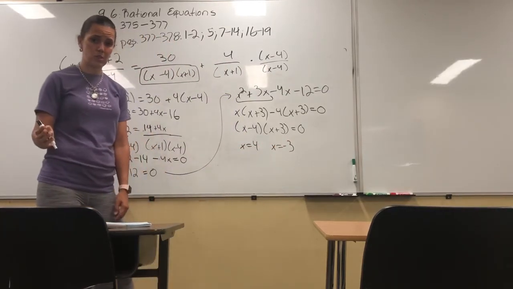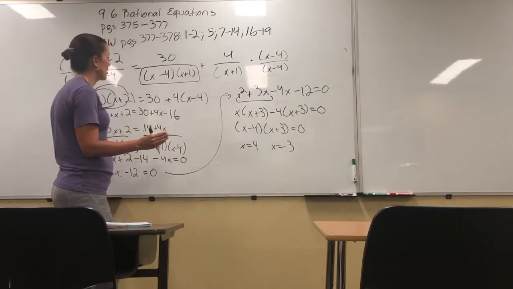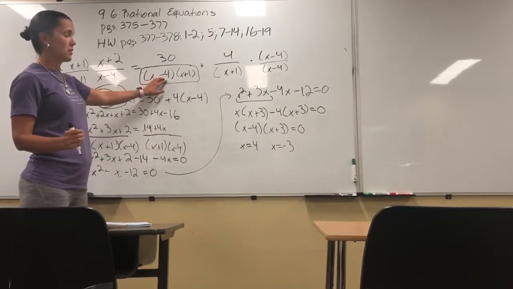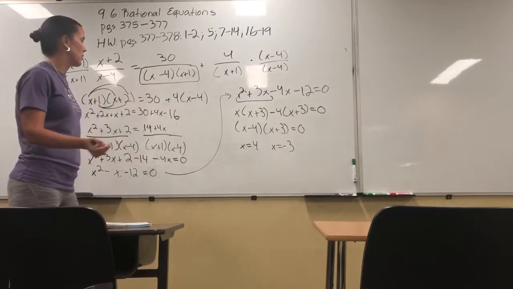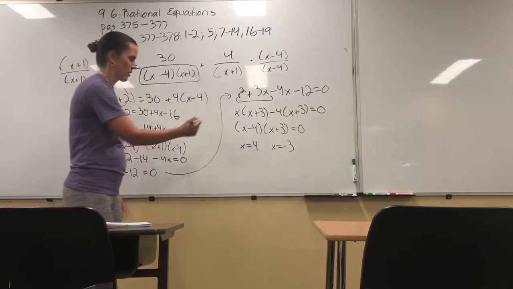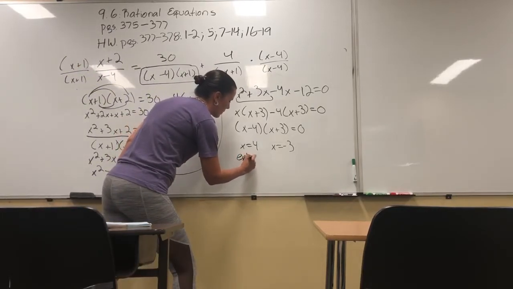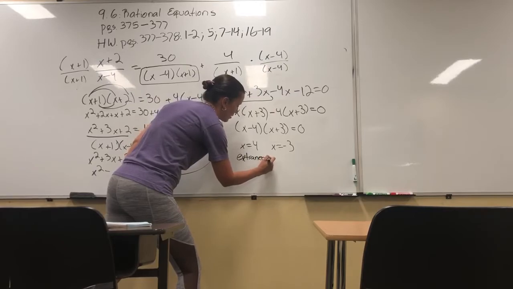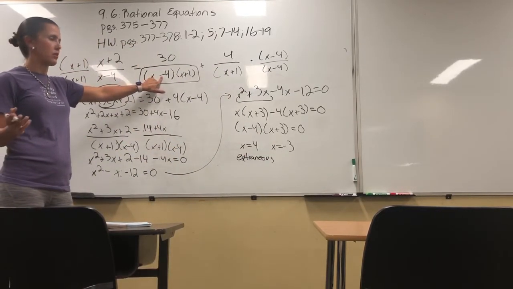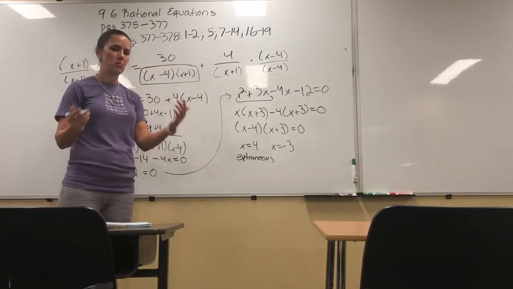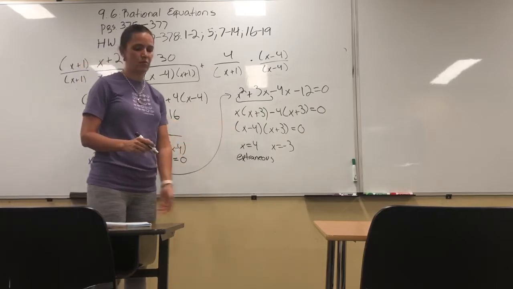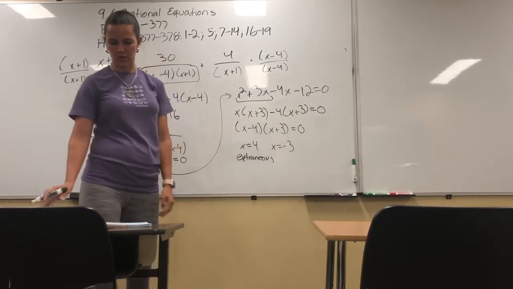Now before you commit to those answers, remember that we have to make sure that they don't give you a denominator of 0. We're going to worry about this denominator, which was the lowest common denominator. 4 minus 4, 0. So that's not going to work. This one's going to be extraneous. Hopefully the other one is not. Negative 3. Negative 3 minus 4, negative 7. That works. Negative 3 plus 1, negative 2. That also works. So our solution is actually negative 3. Positive 4 is an extraneous solution.